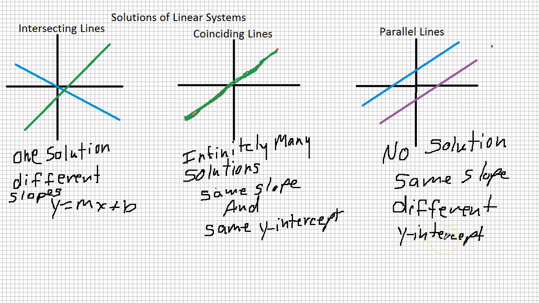All right, there you have the lowdown on finding solutions of systems, whether you graph them or whether you don't. This is how you can tell which type of lines we have: intersecting, coinciding, or parallel. Have fun with these.